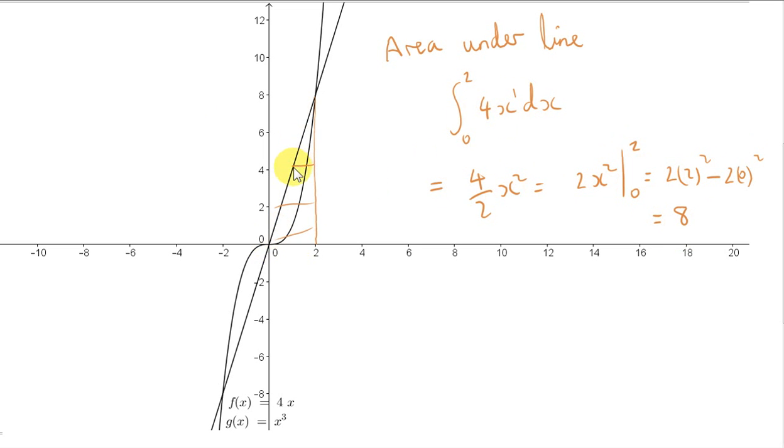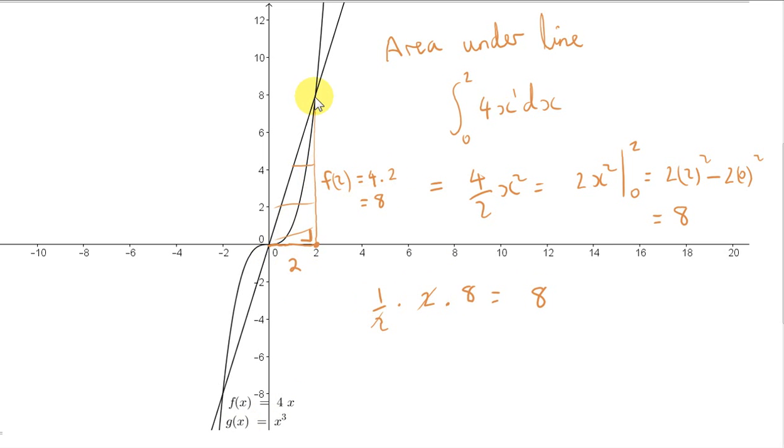Because our function is a straight line, we could actually get the area without doing any integration, because the area is in the shape of a right angled triangle. The base is 2. What's the height? Well, the height is the value of the function at 2. So this is f of 2. f of 2 is 4 times 2, which is 8. So the area of the triangle is a half the base, which is 2, by the perpendicular height, which is 8, and that would give us 8.